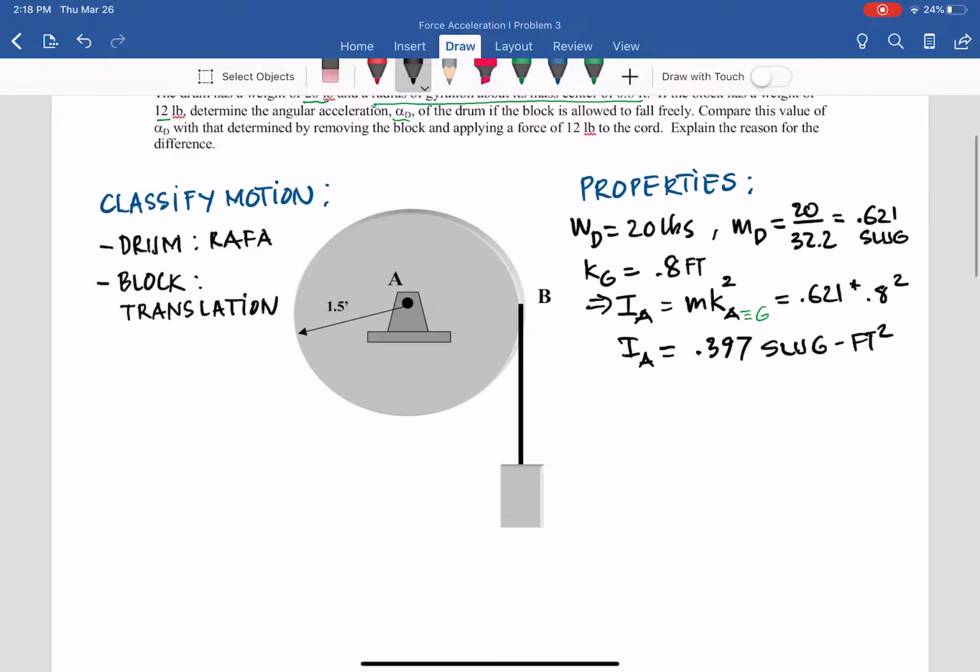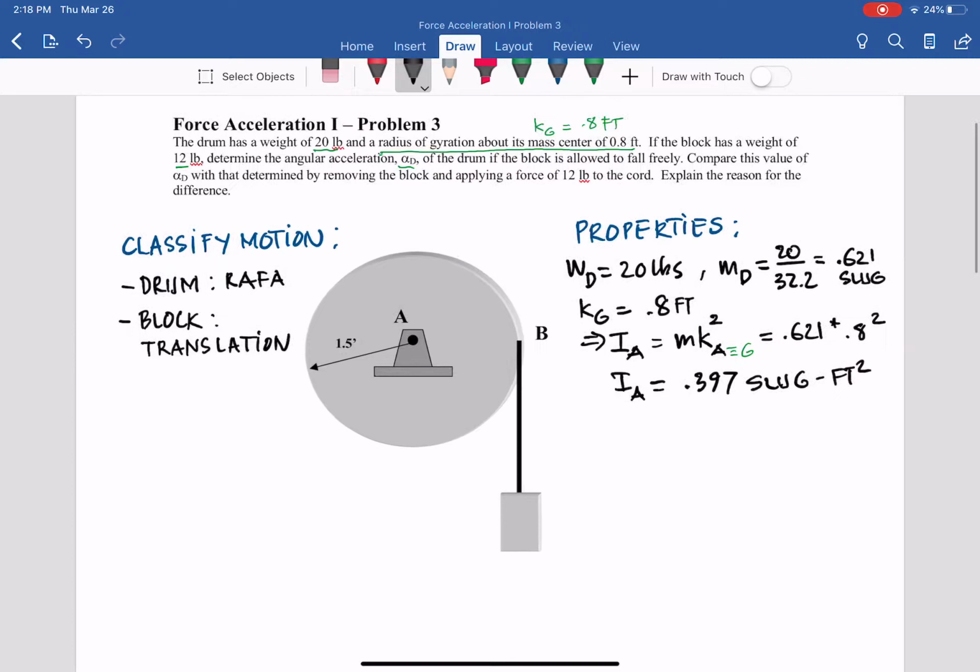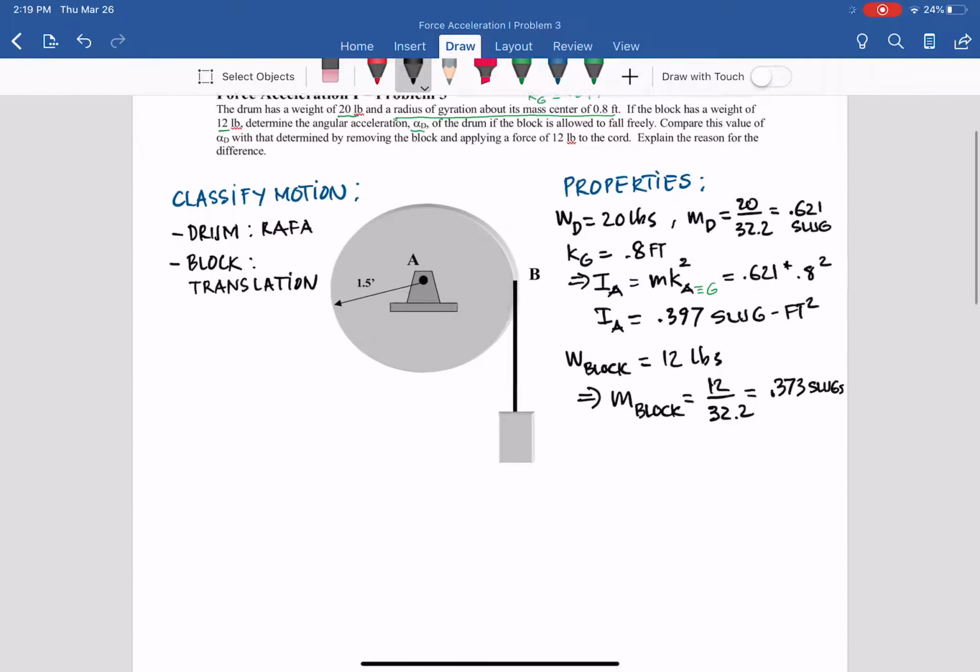And then we also have the weight of the block, and then we can find the mass. The weight of the block equals 12 pounds. So from that we have the mass of the block equal to 12 divided by 32.2. So you will get 0.373 slug. So that's what we have for the properties.